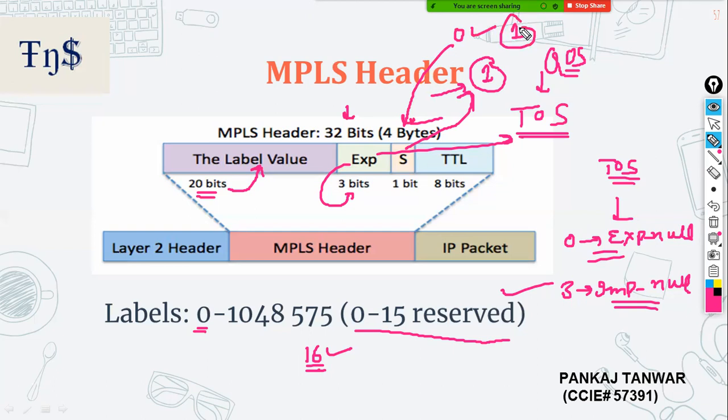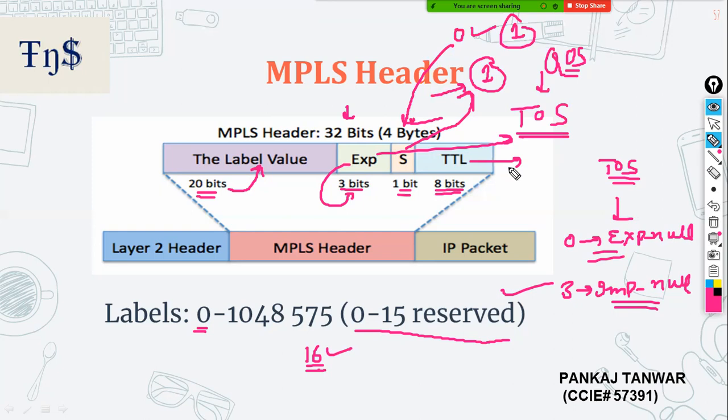So we have 20 bits here, 3 bits here, 1 bit here. Now we are left with 8 bits. So the 8 bits in MPLS are used for the TTL. The use of TTL here in MPLS is also the same as in an IP packet. Like in an IP packet, the use of TTL is to avoid any loop in our IP network, right? Here in MPLS also, the use of TTL is the same, but we will do a separate lesson on how exactly this TTL propagates into the MPLS network.